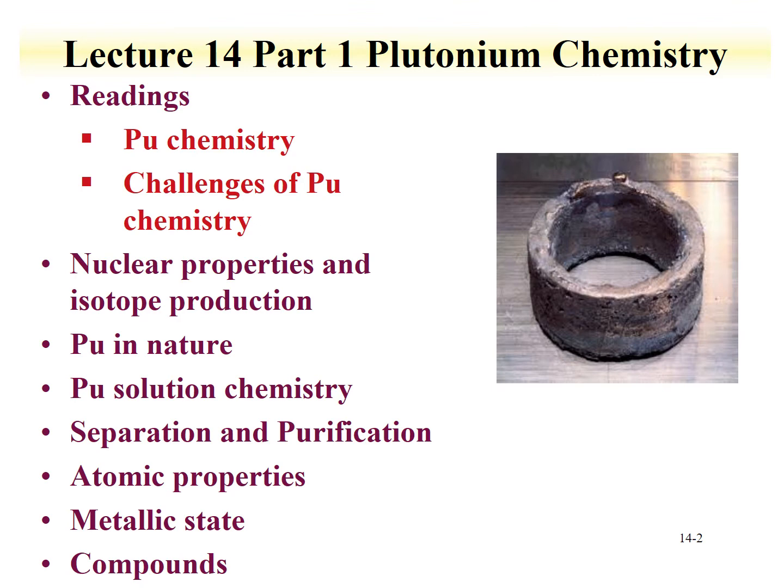These changes in oxidation states, the ability to manipulate oxidation states differently from the other actinides, was really exploited in achieving separation of this element from other actinides. And then we're going to end part 1 talking about the atomic properties of plutonium.